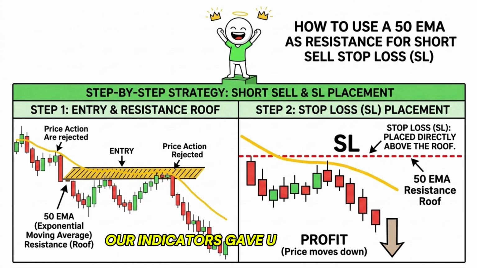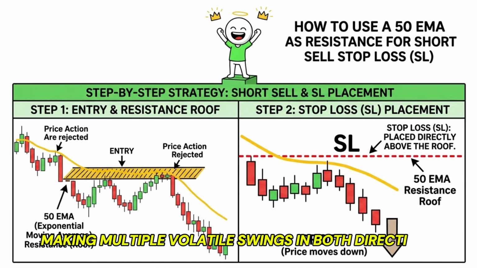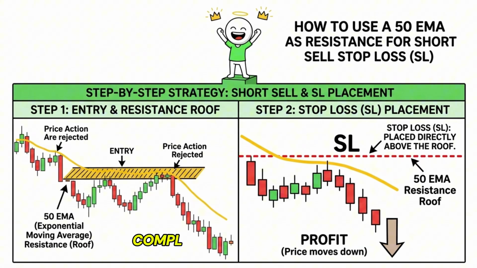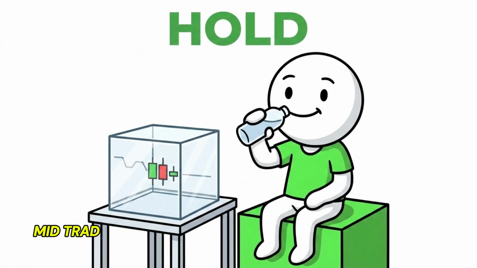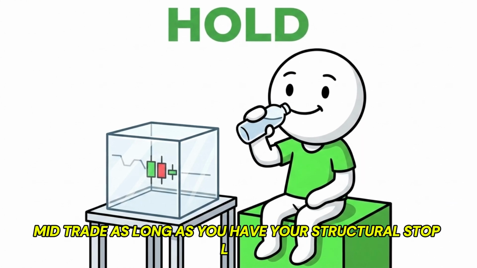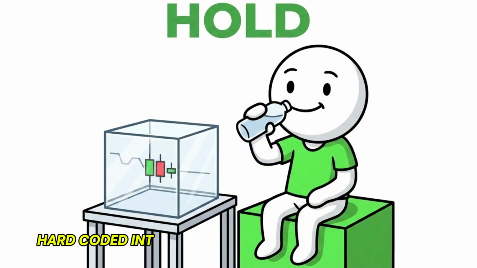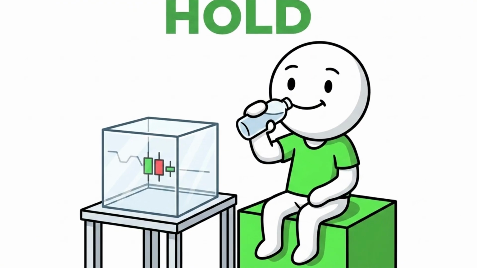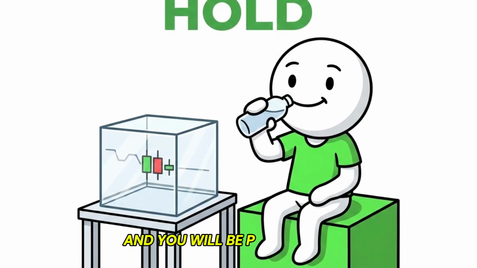Our indicators gave us a flawless verified signal to enter the position. We locked in our structural stop loss and our take profit parameters, and then the market proceeded to chop around, making multiple volatile swings in both directions. It spent a considerable amount of time completely going nowhere before it finally caught momentum and hit our mark. It is absolutely paramount that you do not let fear orchestrate a panic sell mid-trade. As long as you have your structural stop loss and your take profit levels hard-coded into the platform before you step away, you are completely protected and you will be perfectly fine.